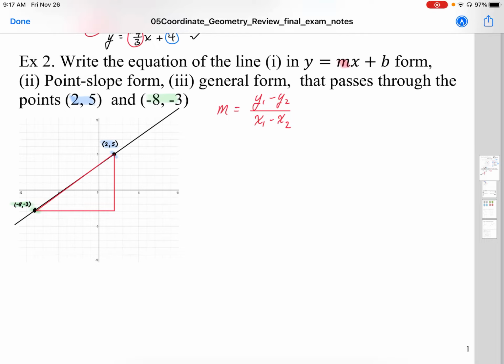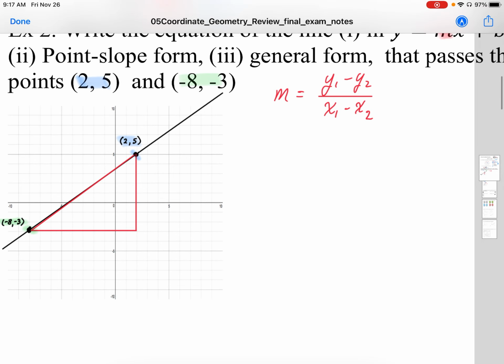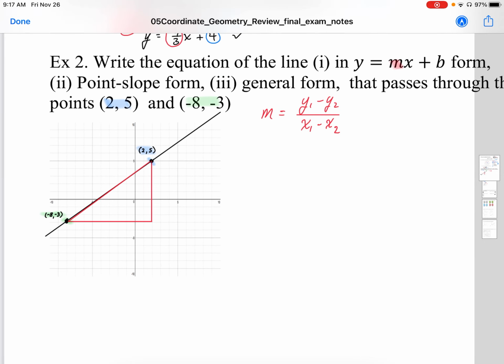Here we've been asked to find the equation of the line in three different forms: the y equals mx plus b form, the point slope form, and the general form, given that it passes through the points. I've drawn the points (2, 5) and (-8, -3), and the line is going to look like this. So the first thing I want to do is find the slope between those two points.